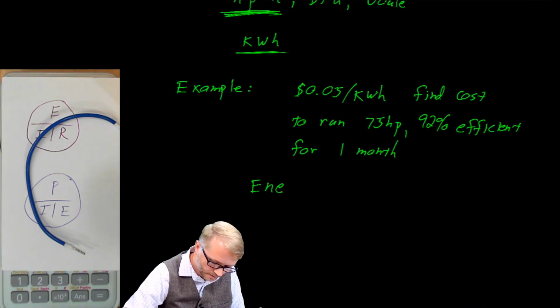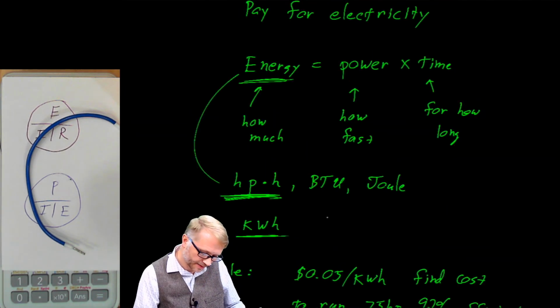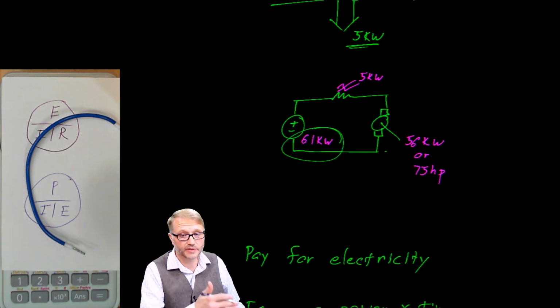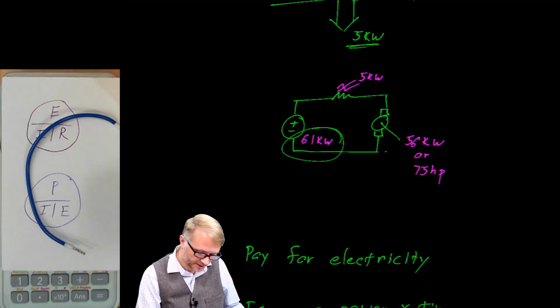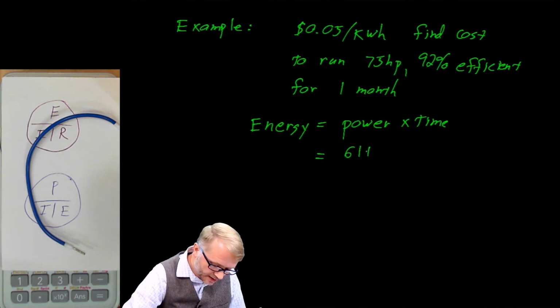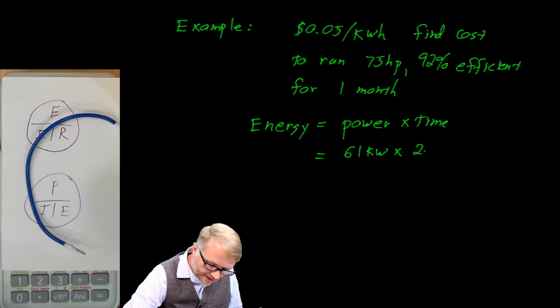Energy is equal to power by time. Our power, let's see, we did that already, didn't we? We go back up here. So it's 61 kilowatts. That's on the electrical side, right? We need 61 kilowatts to make 56 kilowatts on the output. So this is 61 kW multiplied by, what do we say, 1 month? So we'll call that 24 hours by 30 days.